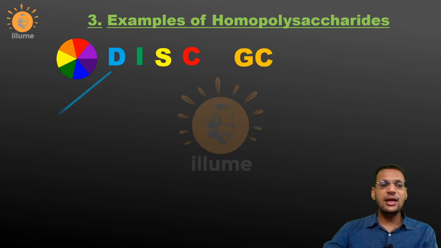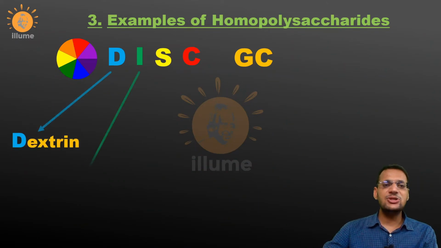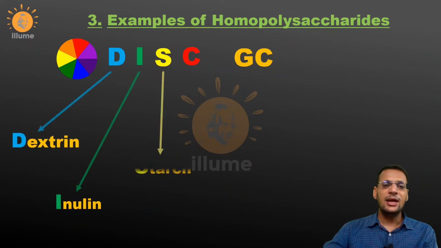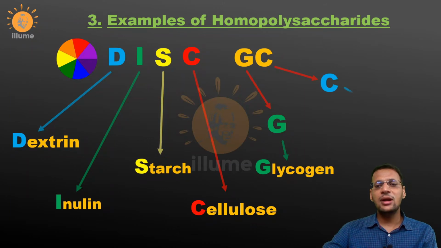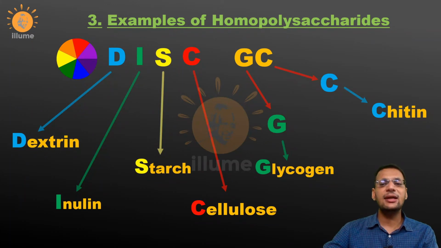DISC GC. D would help us to remember dextrin, I for inulin, S for starch, C for cellulose, G for glycogen and C for chitin. So dextrin, inulin, starch, cellulose, glycogen and chitin, all these are examples of homopolysaccharides. Remember, chitin is a homopolysaccharide.